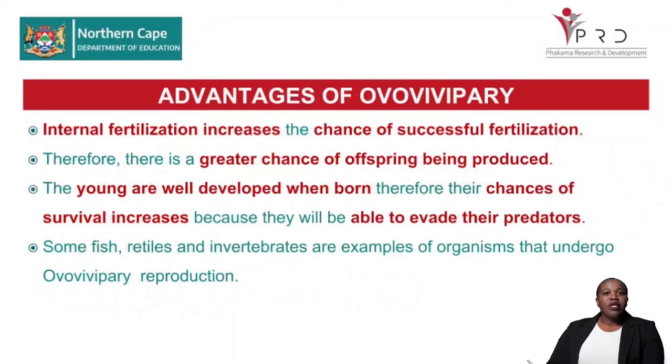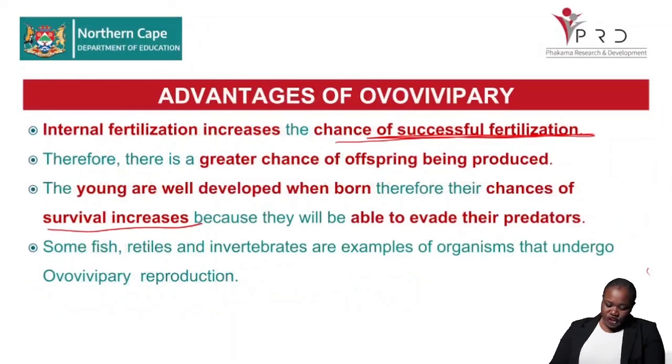So we know internal fertilization increases the chances of successful fertilization, because the egg and the sperm are inside the body, right? And it also means that the chances of survival of the developing young are increased because it's inside the mother's body. Therefore, they are well taken care of and they are protected from predators, right? So great chance of the offspring being produced, great chance of reproductive success there. So the survival will increase.